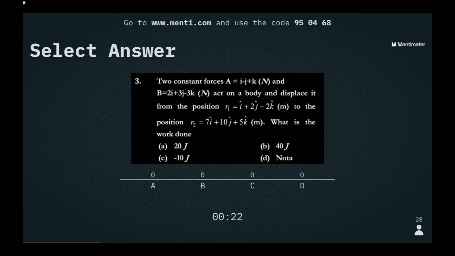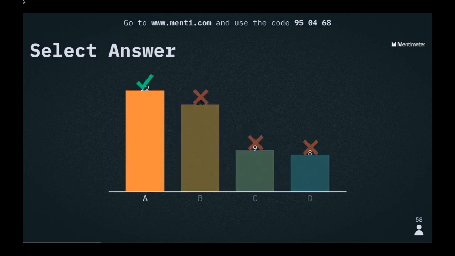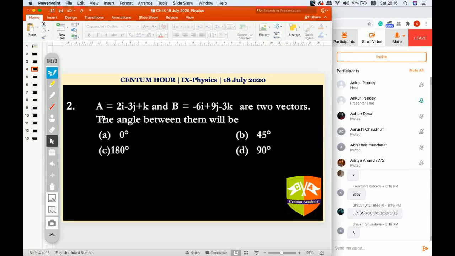So what is NOTA? Repeat that. NOTA is none of the above. Okay, Monisha, no problem. Aditya, that's not the proper place to respond, right? 22 people got it right. Let's look at the scene.